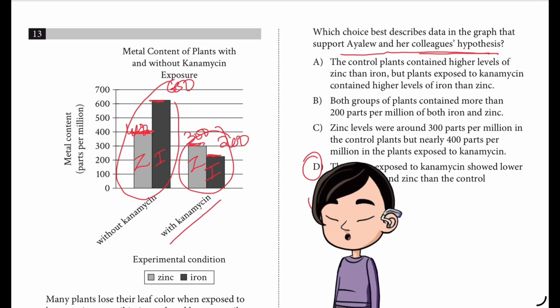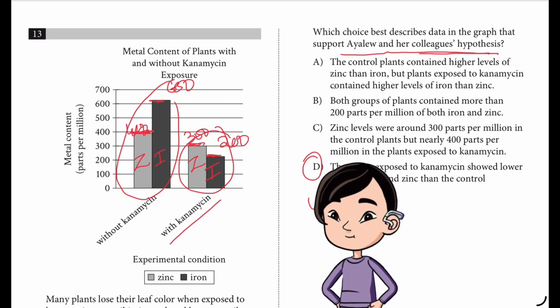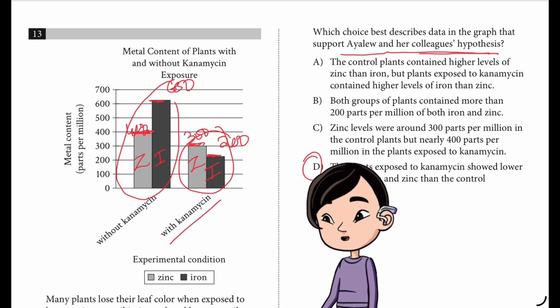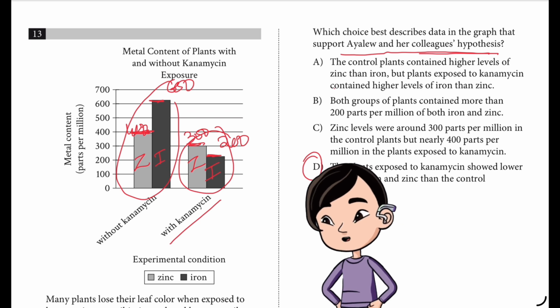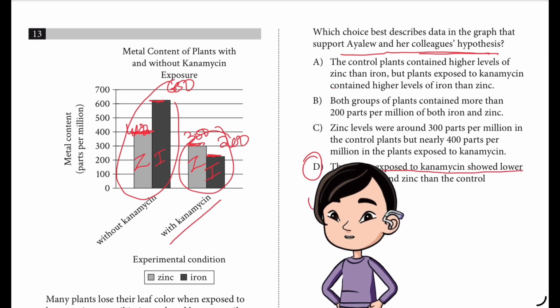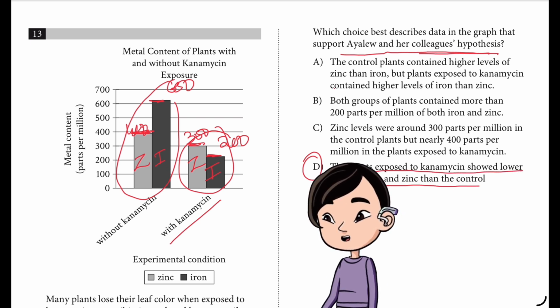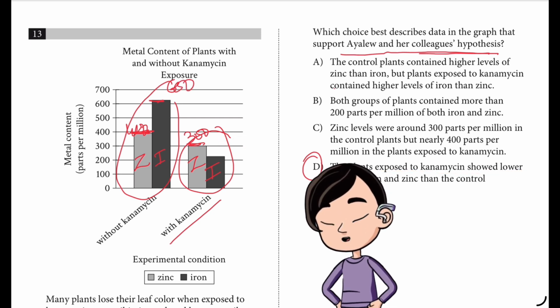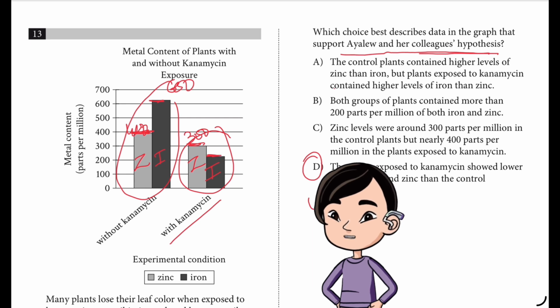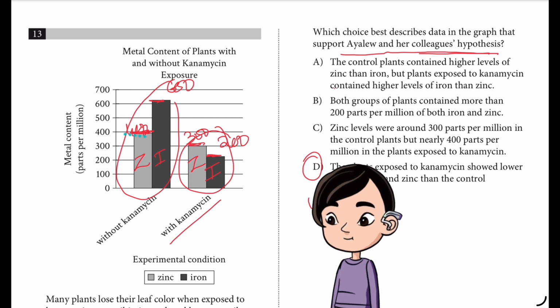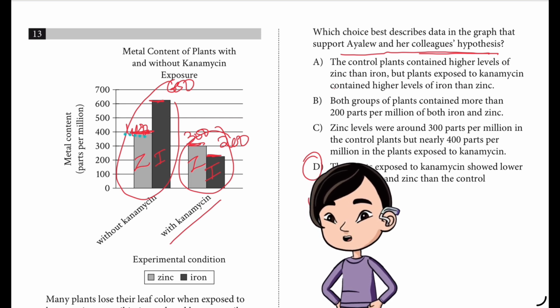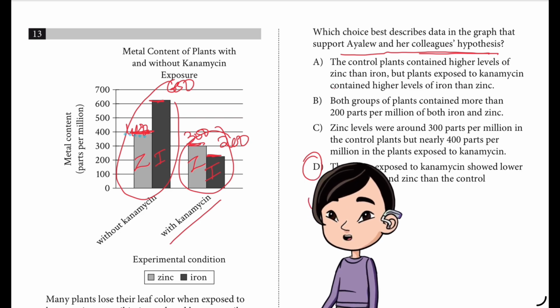Choice B is incorrect. Though the claim that both groups of plants contained more than 200 parts per million of both iron and zinc is supported by the graph, this alone does not state whether plants with kanamycin exposure have a different metal content than plants without kanamycin exposure. Choice C is incorrect. The graph shows that the zinc levels for the control plants, those without kanamycin exposure, were around 400 parts per million, not 300 parts per million, and that the zinc levels for plants with kanamycin exposure were around 300 parts per million, not 400 parts per million.